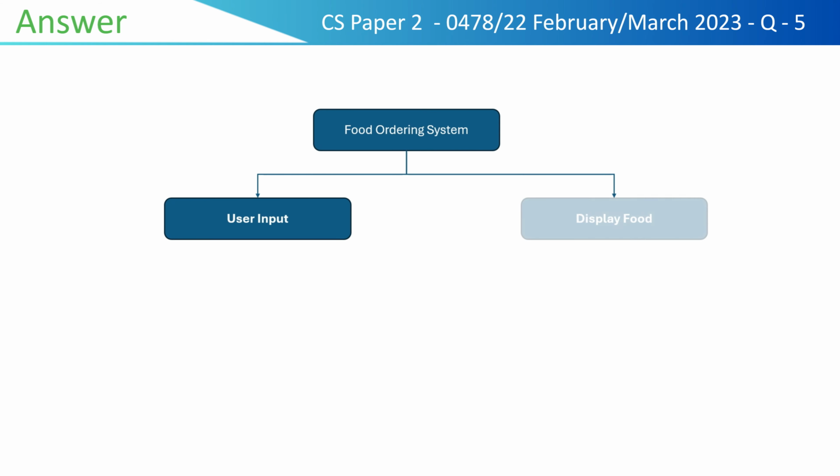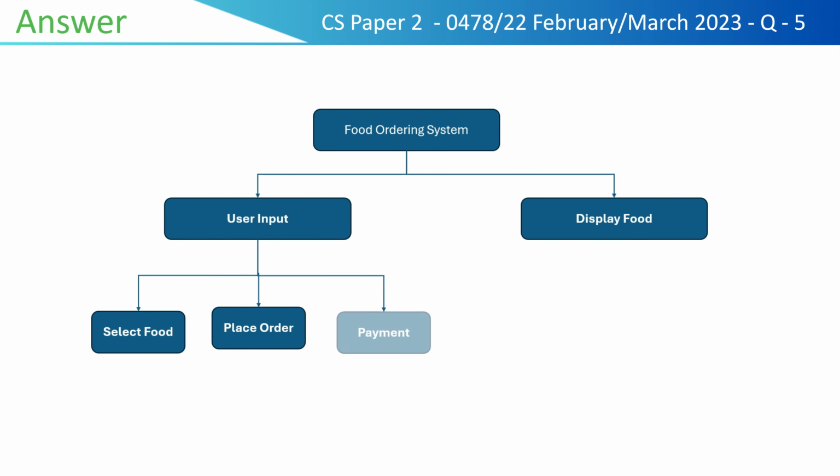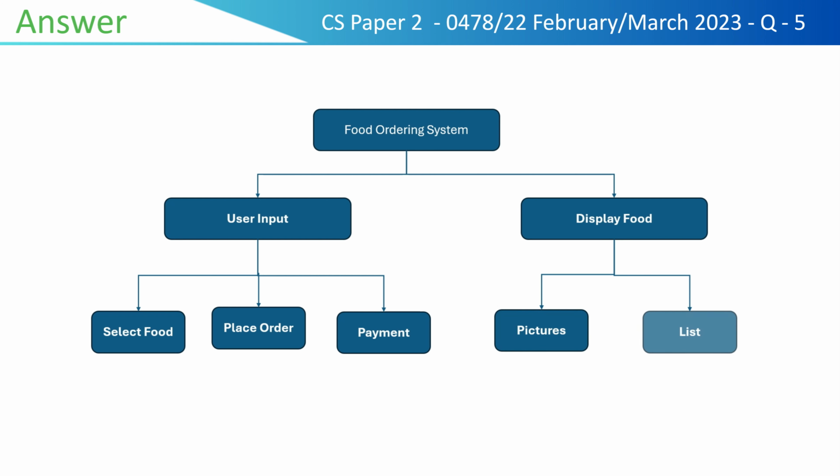Now the input from the user can have further subparts, like displaying the choices for the users' ease to select foods. Secondly, users should be able to order the food. And last but not least, users should be able to make payments too. Similarly, the display part can also be divided into further parts, like displaying the available foods in the form of pictures, and also displaying the available foods in the form of lists.